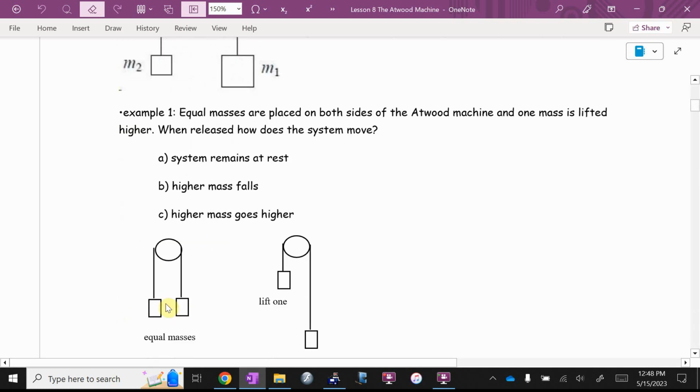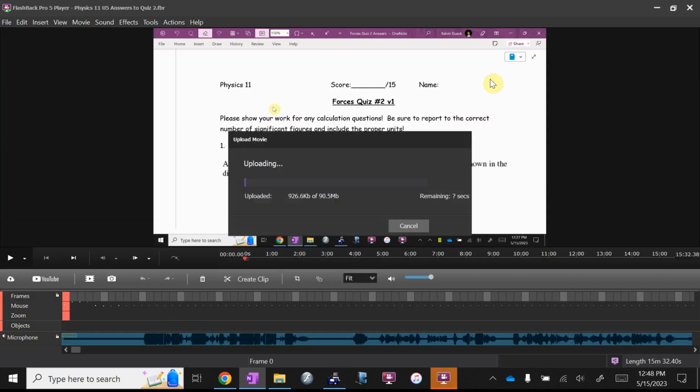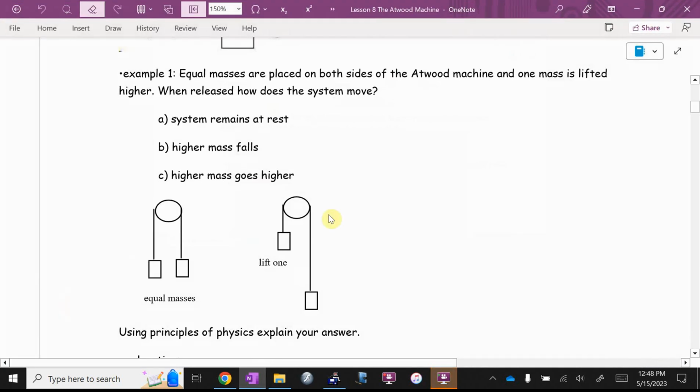Ooh, here's a thought puzzle. We're going to vote. Suppose identical masses are placed on both sides of the Atwood machine, and one mass is lifted up. That's irritating. When released, how does the system move? It's a good question. So here's my Atwood machine analog. We're going to raise one mass higher. If there's no friction in this pulley, and I let go of this higher mass, what will happen?